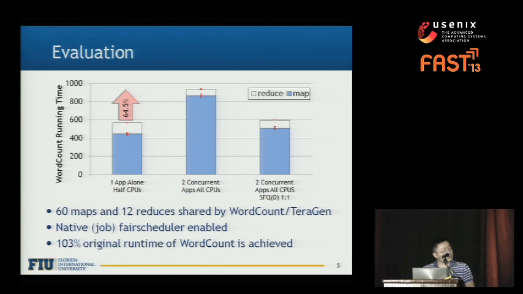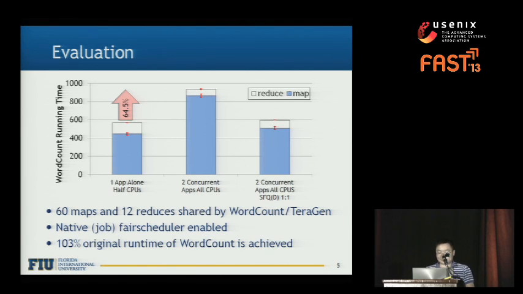In our initial evaluation, we ran a few experiments. You can see the leftmost bar is the original case where we run word count alone using half of the CPU resources. The y-axis is the running time of word count, which is below 600 seconds. In the middle bar, we scale the CPU resources to eliminate the contention from the CPU. Because the storage does not scale, the increase in running time of 64.5% is purely from I/O contention.